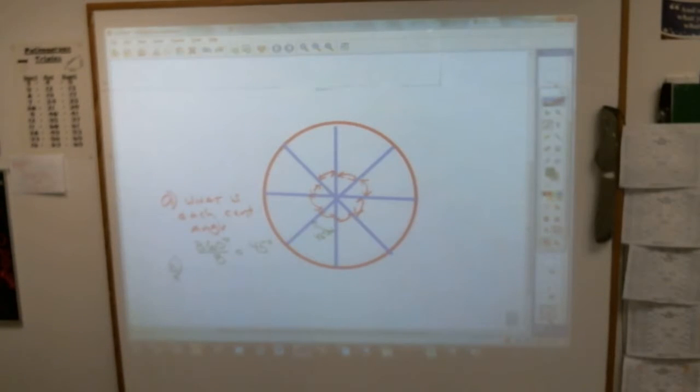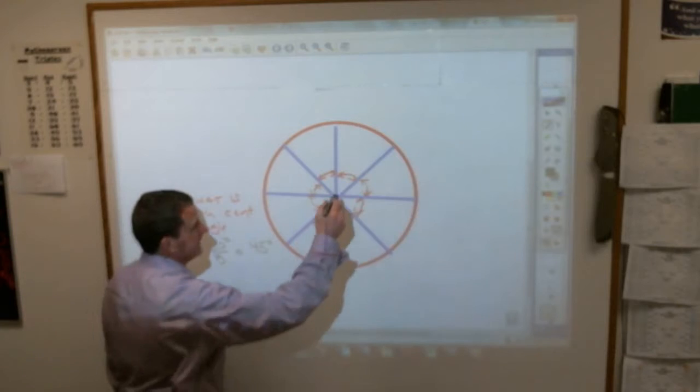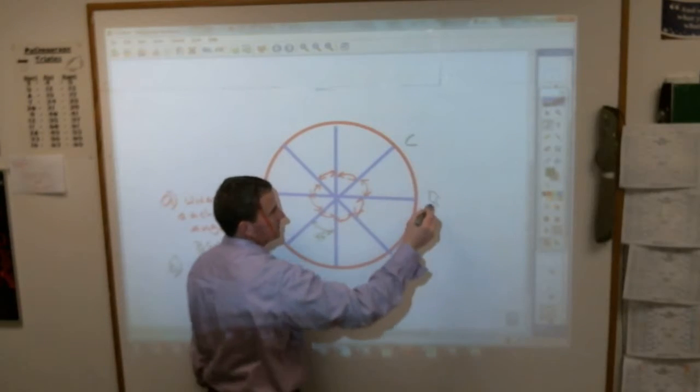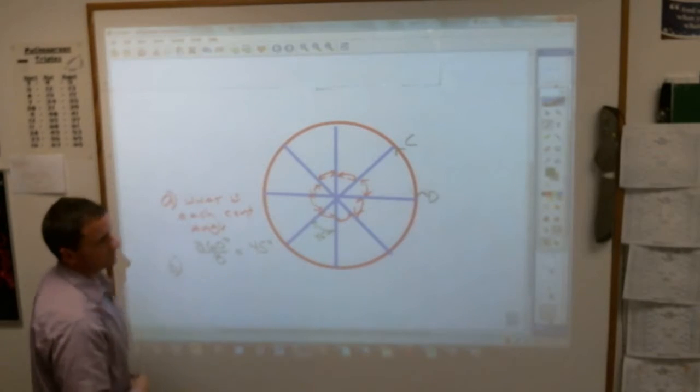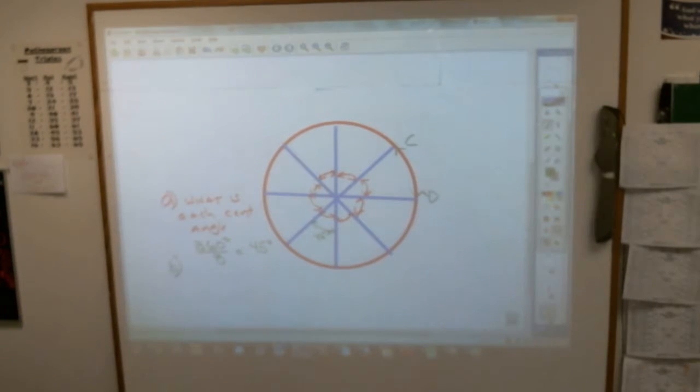Letter B says, what is the measure of arc CD? Here's C, there's D. They want the measure of the distance from there to there. The circle is divided into 8s, what is the measure of arc CD? You know what, they're only asking for degrees. They don't ask for distance here. Did they ask for distance?